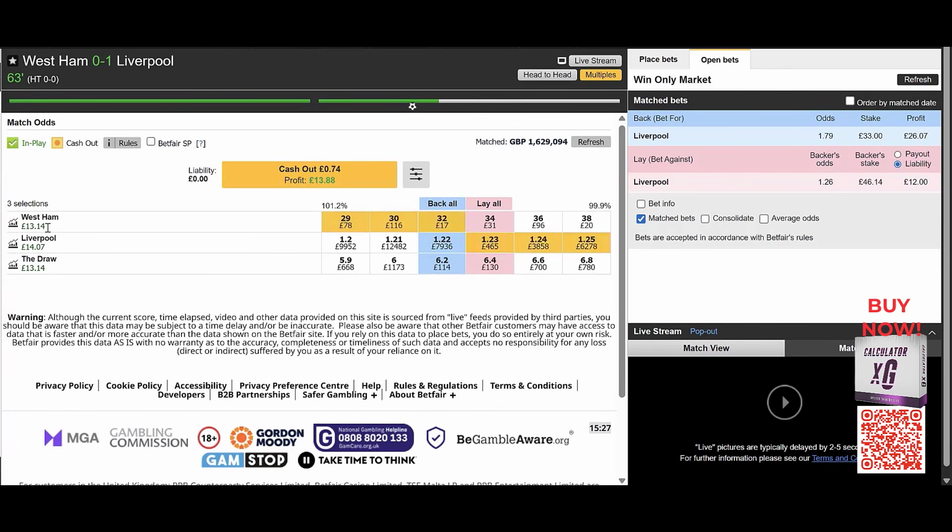And as football traders, look, we've got in, we've profited, and then we're out. That's the main key. Whatever happens after this doesn't really matter. West Ham could go on and win this 2 or 3-1. Anyway, 63 minutes, we're out with a profit. It's West Ham 0, Liverpool 1.